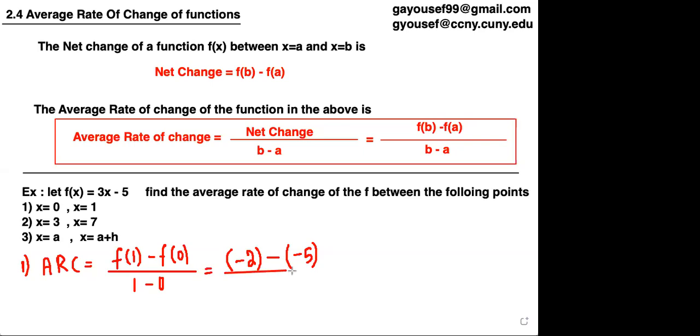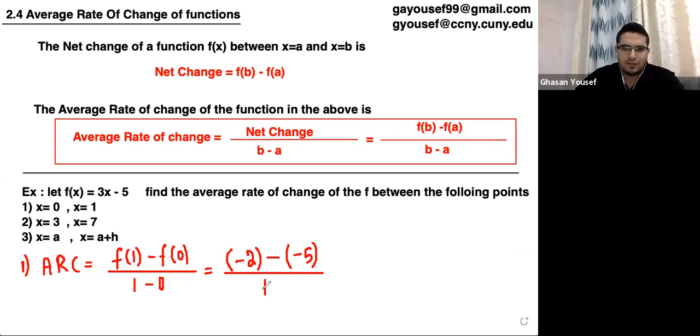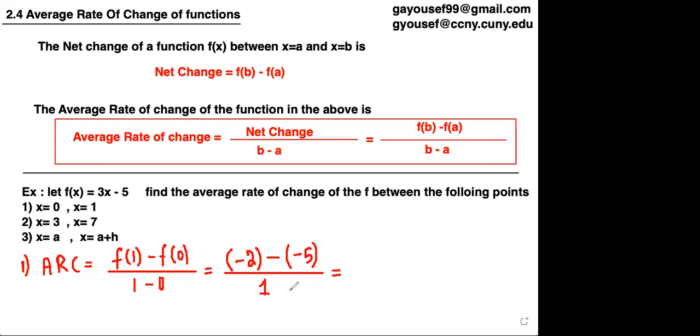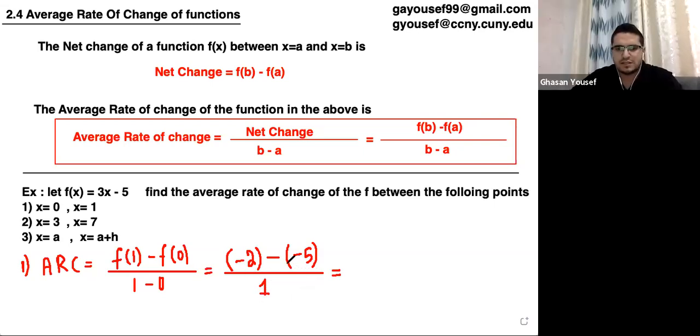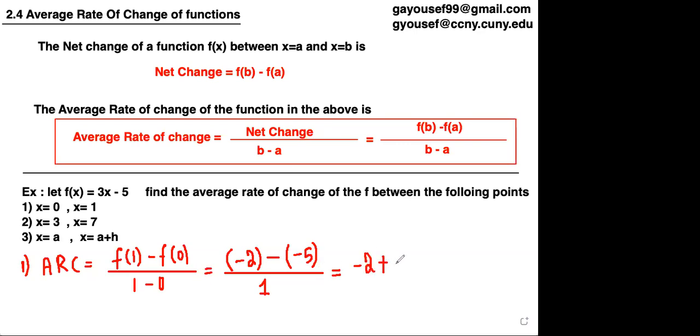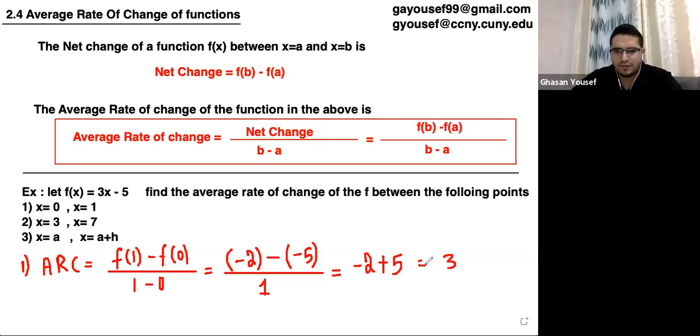And anything over 1, when the 1 is in the denominator, we can remove it, right? We don't have to write it over 1. So -2 minus -5 equals -2 plus 5, which equals 3. This is correct. -2 plus 5 over 1, or I can write it as -2 plus 5, and -2 plus 5 is 3.